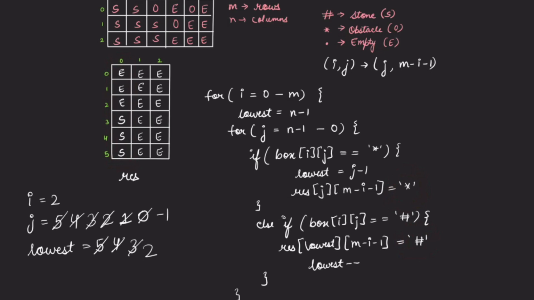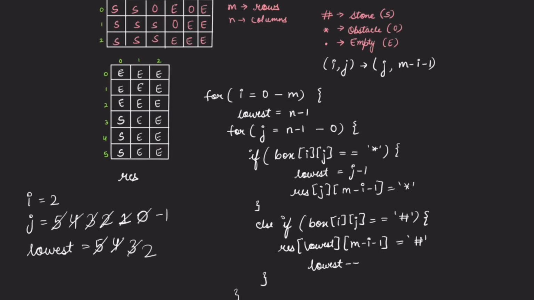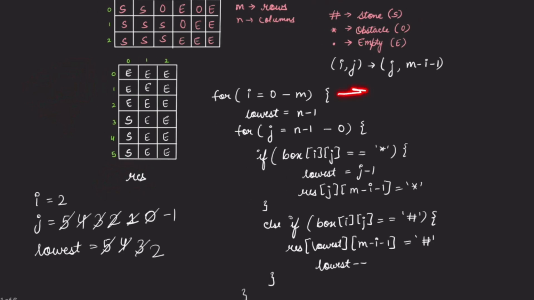You can try it for all the columns and you will be able to identify what the answer will be. Now in this particular case, we would be creating a resulting matrix of size n cross m, right? So our space complexity would be n cross m. And what will be the time complexity? Here we are running a for loop m times and here we are running a loop n times, right? So our time complexity will be n cross m. So let's quickly code it out now.